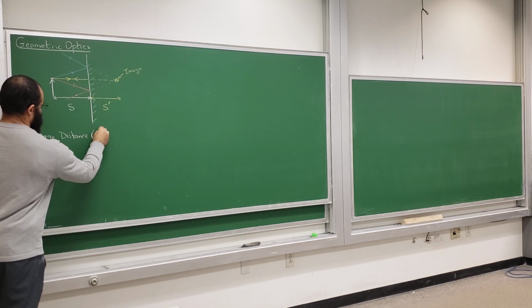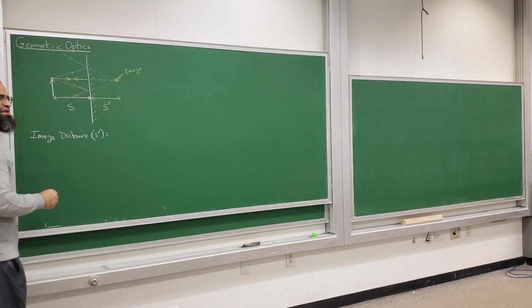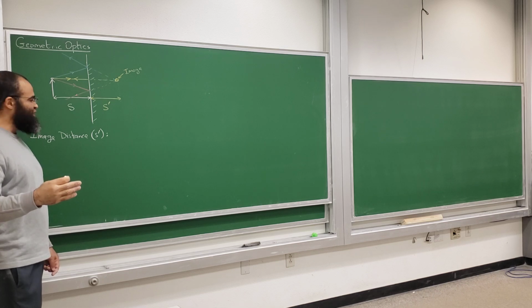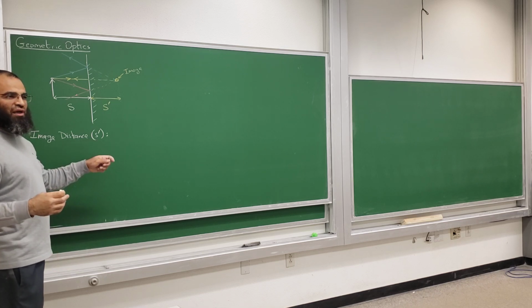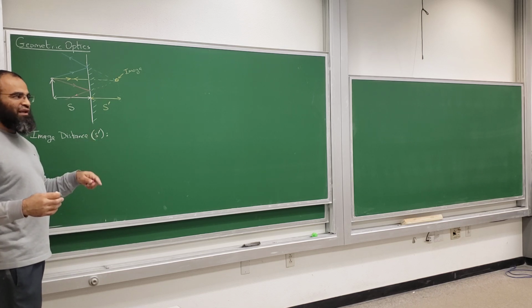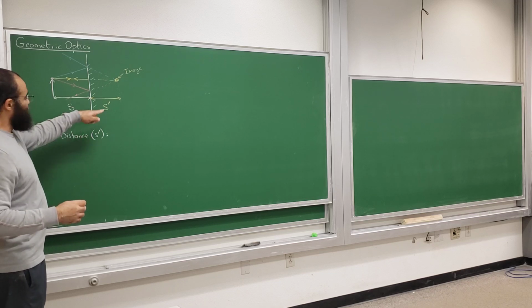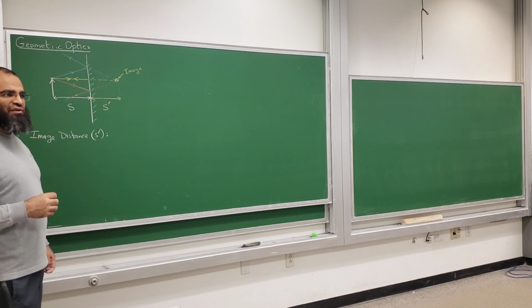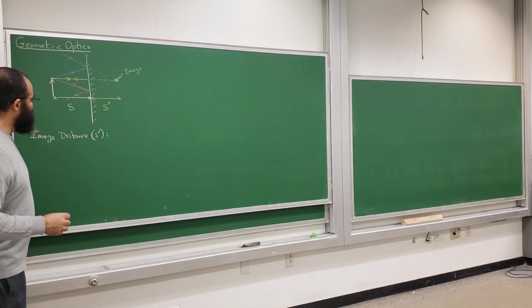S prime. By the way, some books use DI for the image distance and DO for the object. Some use S and S prime. I've seen U and V, U for the object, V for the image. So we'll just use what the book does. Okay, S and S prime. Although I'm not used to these. I'm used to DI and DO.